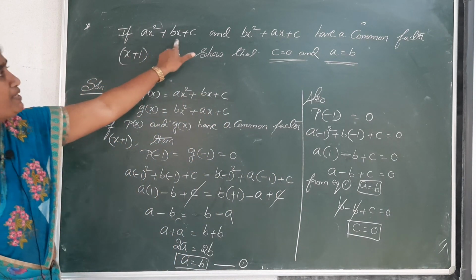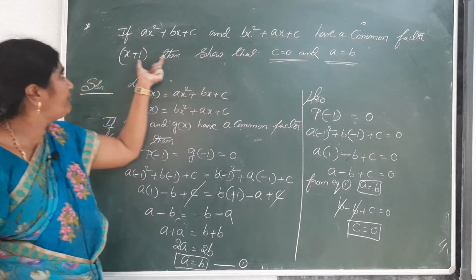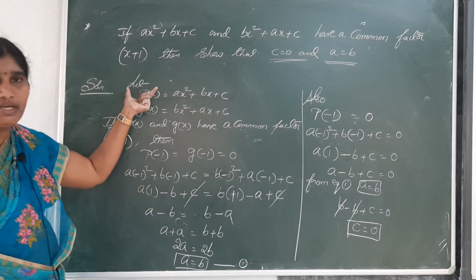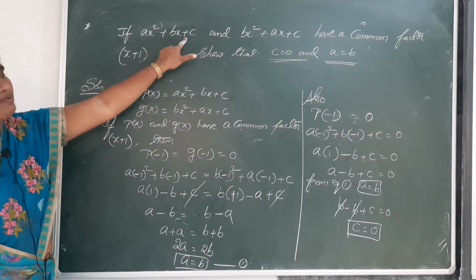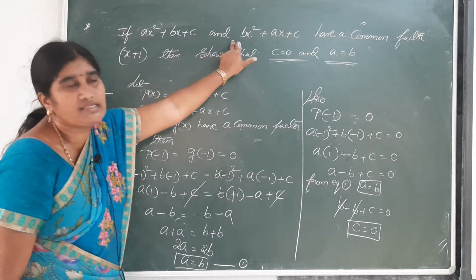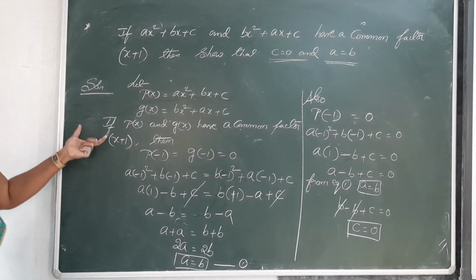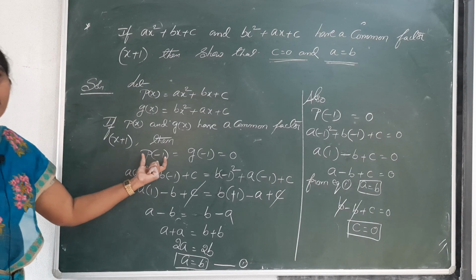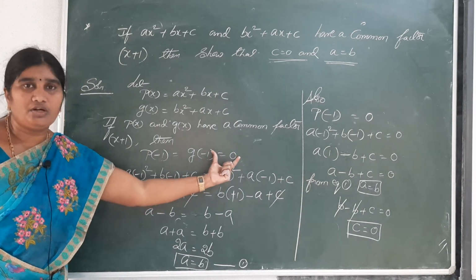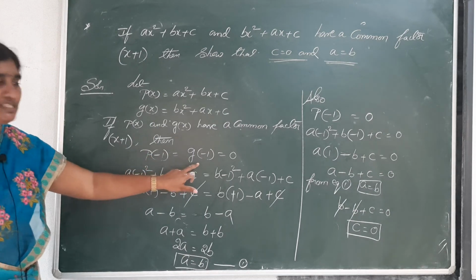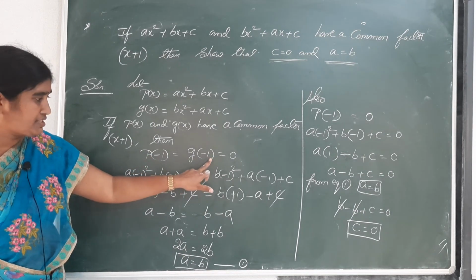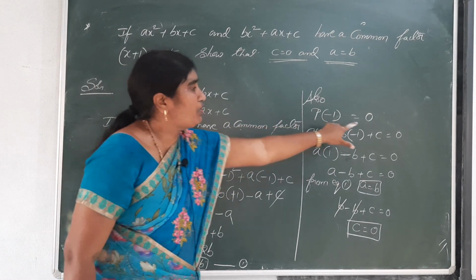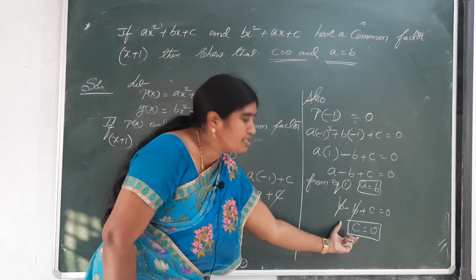If ax square plus bx plus c and bx square plus ax plus c have a common factor x plus 1, then show that c equal to 0 and a equal to b. First, let p of x equal to ax square plus bx plus c and g of x equal to bx square plus ax plus c. By factor theorem, p of x and g of x have a common factor x plus 1, then p of minus 1 equal to g of minus 1 equal to 0. Replace x by minus 1 in p of x and g of x, then we get a equal to b. Also, p of minus 1 equal to 0 by factor theorem, we get c equal to 0.